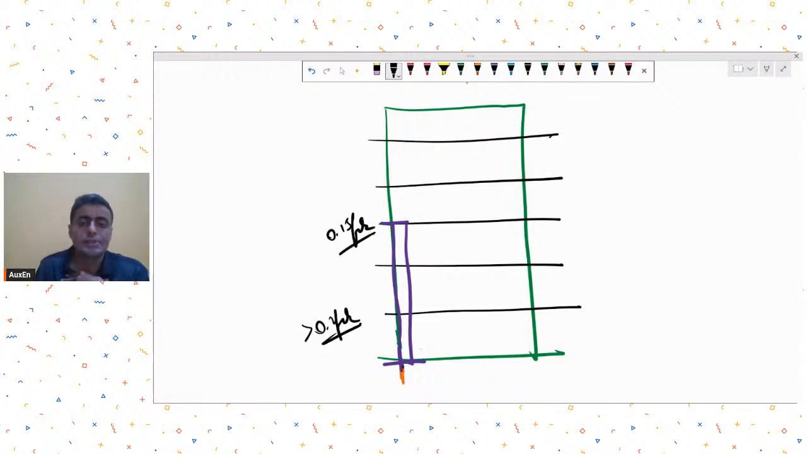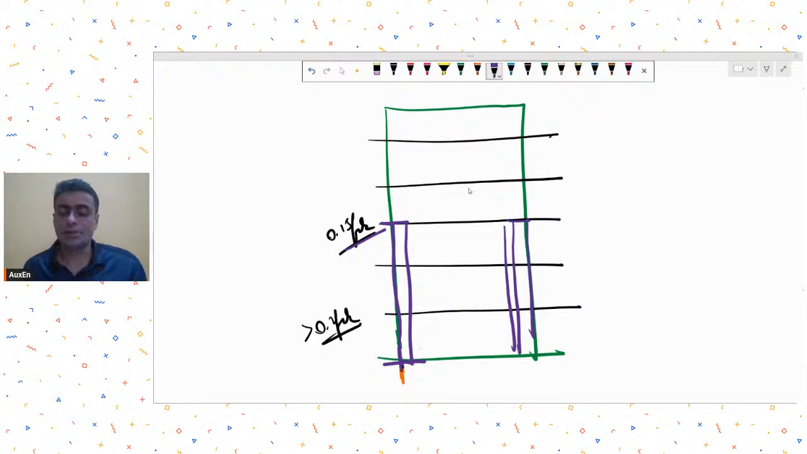So the simple answer is you need to provide boundary elements throughout the height till which the extreme fiber stress drops below 0.15 FCK. You have to start where the extreme fiber stress exceeds 0.2 FCK, and continue it along the height till your extreme fiber stress is less than 0.15 FCK. Is it understood? So that is the simple answer that you need to understand.